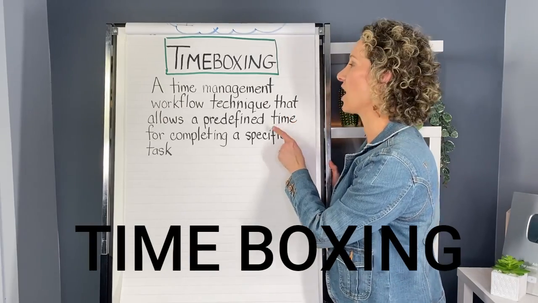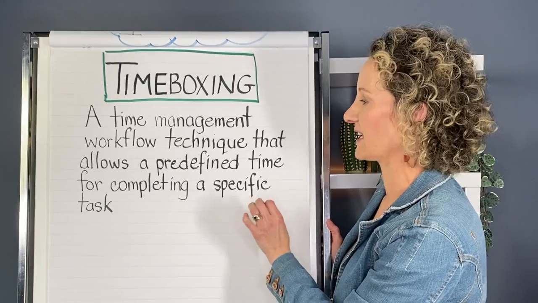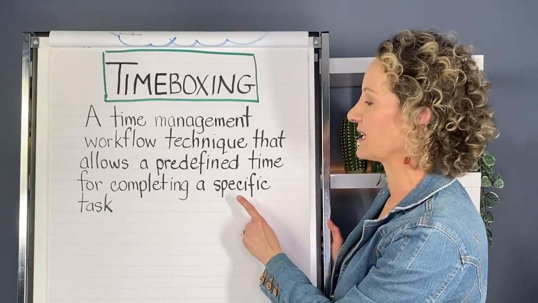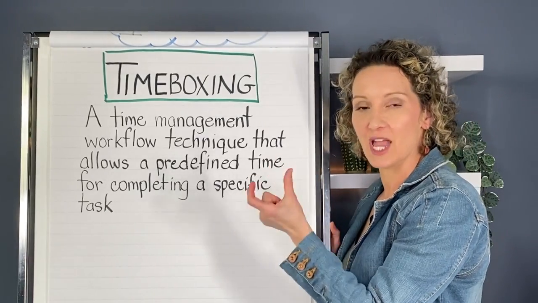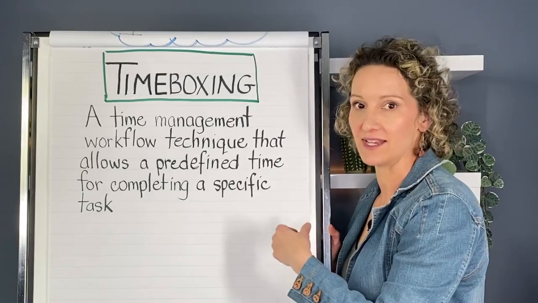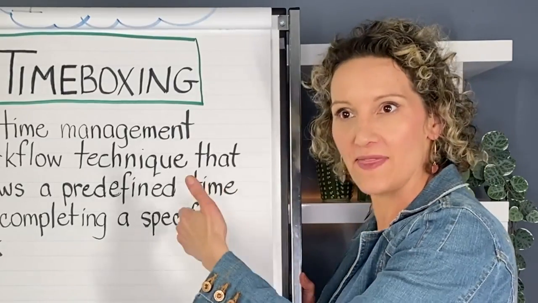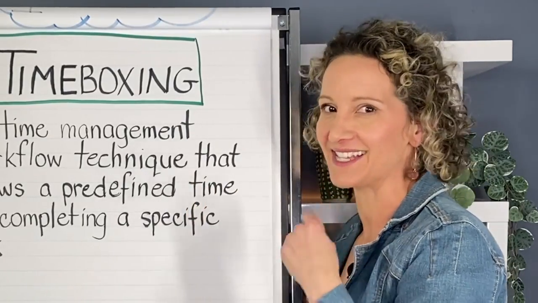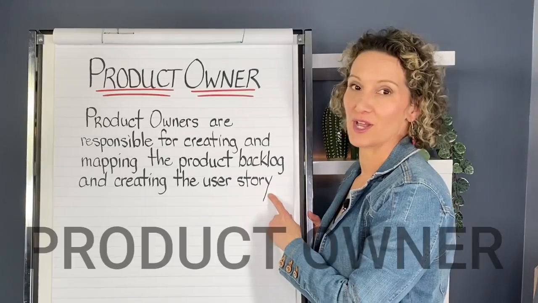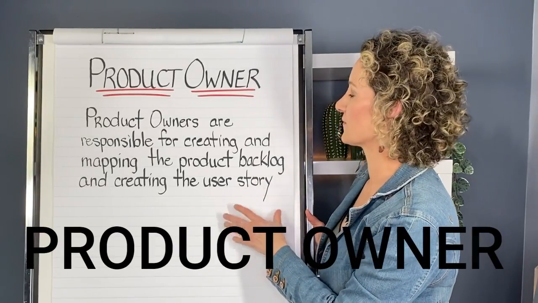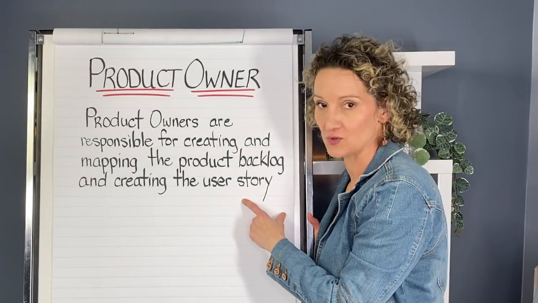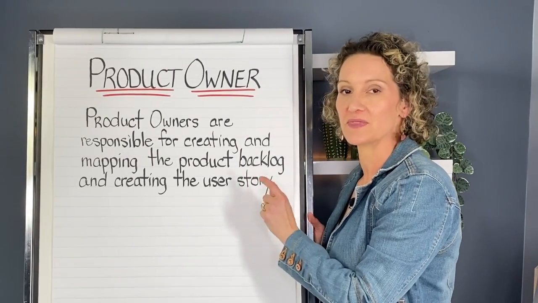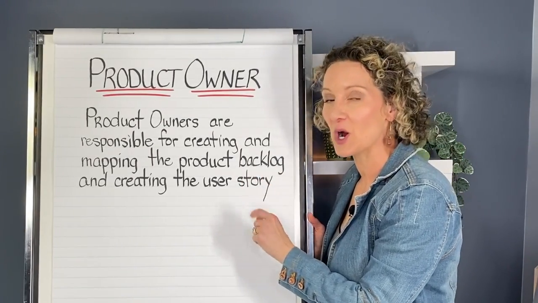Time boxing, a time management workflow technique that allows a predefined time for completing a specific task. So the time box is the time it takes to get the task done. And you end your task when the time is complete, not if the task is complete. Product owner. Product owners are responsible for creating and mapping the product backlog and creating the user story. They're really there to ensure that the stakeholders and the needs of the customer are met.